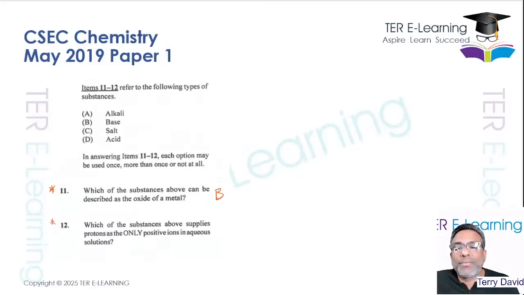What about question 12? Which of the substances above supplies protons as the only positive ions in aqueous solutions? So people are saying the answer is D. What is D? Acid? Yeah. An acid is a proton donor. So therefore, number 12, the answer is going to be D.